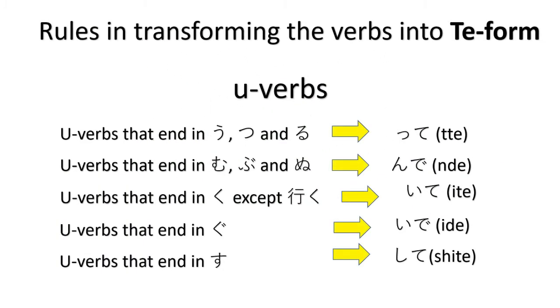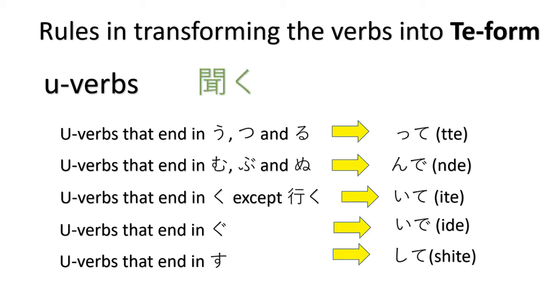Now, to convert the verbs into te form, we have these rules, and we have learned them in the previous lessons already. Verbs that end in u, tsu, and ru become tte, as in chisai tsu, and then te. Verbs that end in mu, bu, nu, become nde. For verbs that end in ku, except for iku, ite. For verbs that end in gu, we have ide. Verbs that end in su, we have shite.